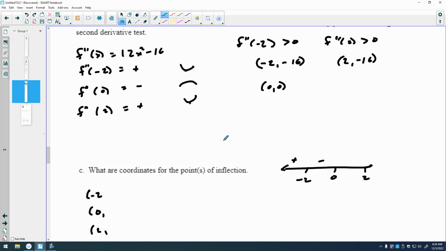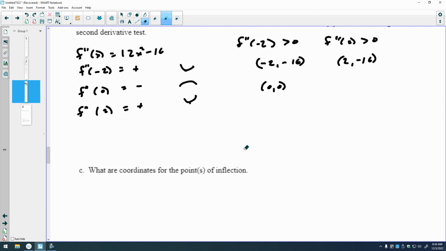Oh, sorry, what am I doing? I am doing critical values of the first derivative. Hopefully you guys were yelling at me at that point in time. It's about 5 o'clock in the morning on Saturday, so I have an excuse. All right, let's try this again.